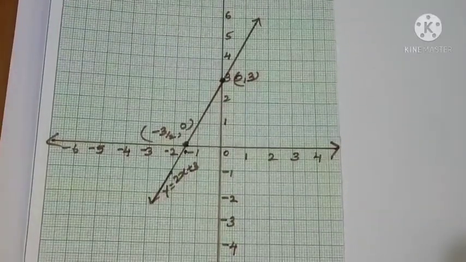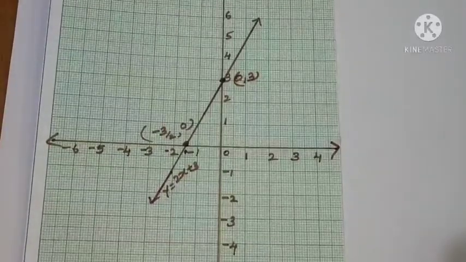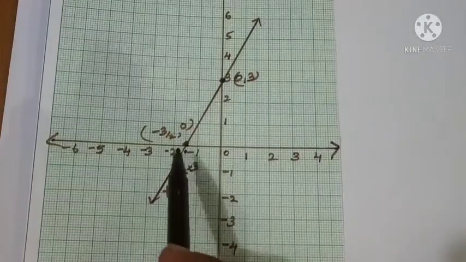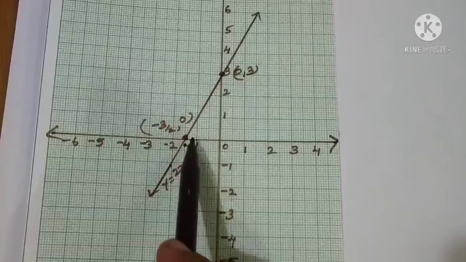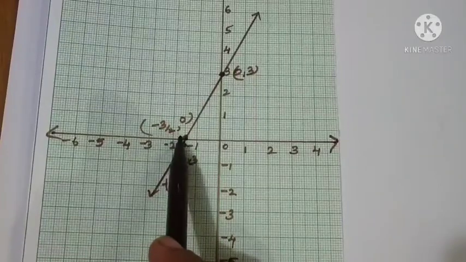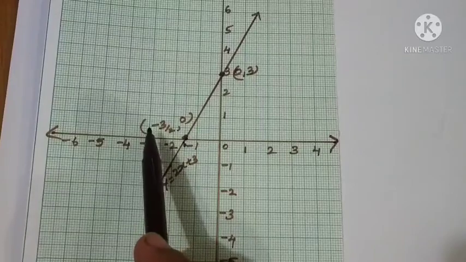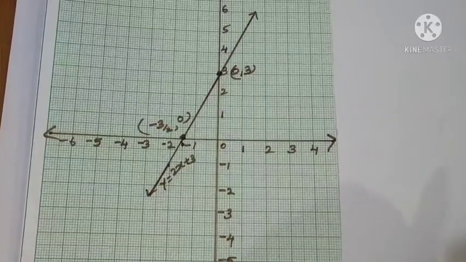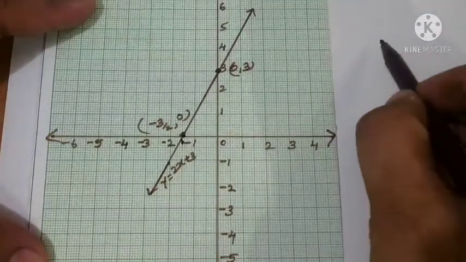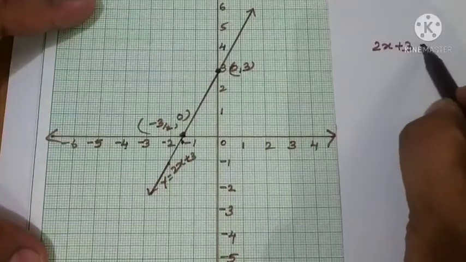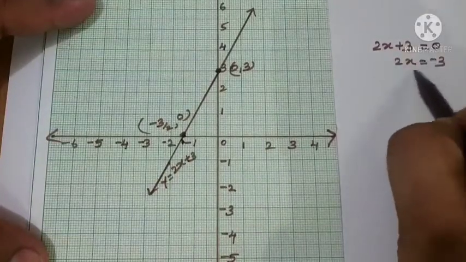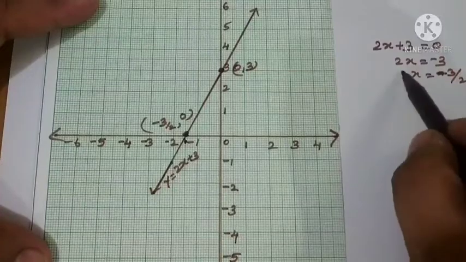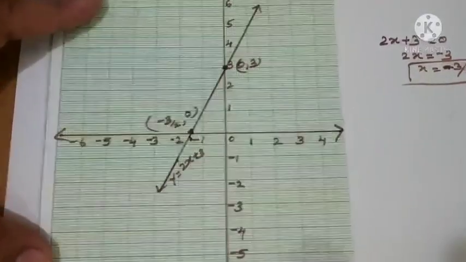So the question is, what is the zero? Geometrically, we should find the x coordinate of the point where the line cuts the x-axis. The line cuts the x-axis at minus 3 by 2 comma 0, and the x coordinate value here is minus 3 by 2. So minus 3 by 2 is called the zero of the polynomial. Now let us check once again: the equation given is 2x plus 3 equal to 0, 2x equal to minus 3, x equal to minus 3 by 2. This is the method we always use for finding zeros.